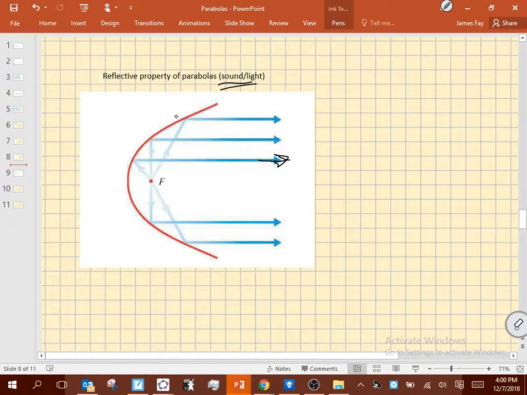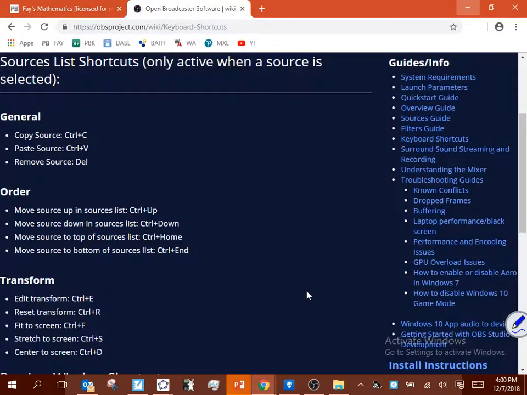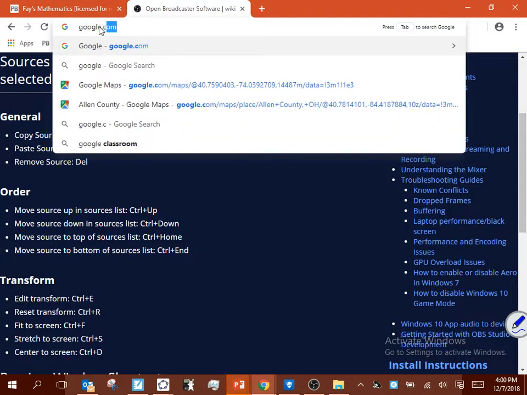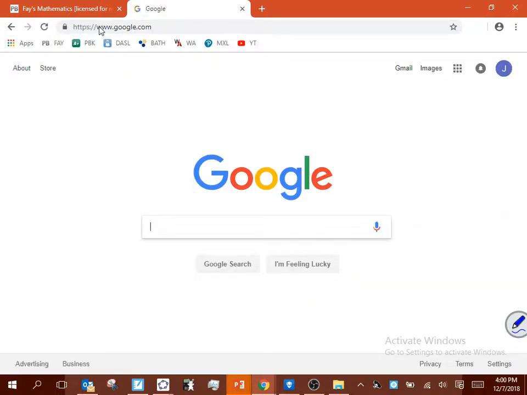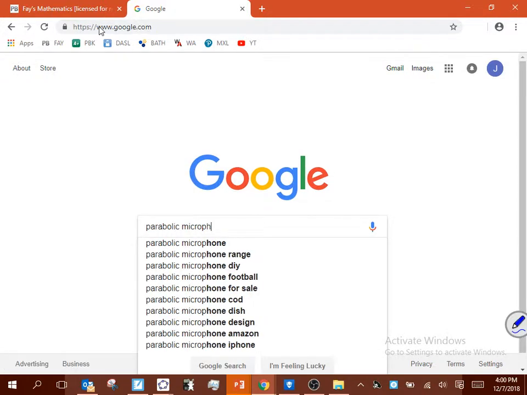The same thing happens when we talk about sound, and this I think is maybe a little bit easier for people to recognize or understand. Maybe you've seen this somewhere. Even if you watch football on TV or something like that, you might see on the sideline somebody with a parabolic microphone.